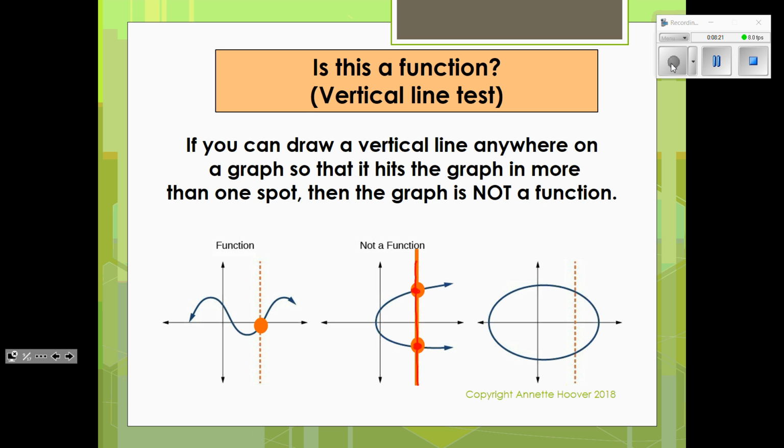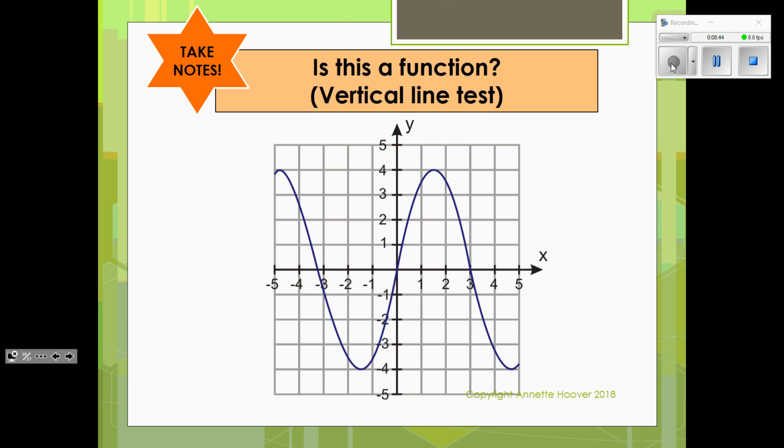In the next example, if you see this line right here, notice it touches here and here. So with one vertical line, it touches twice, and that happens all the way throughout this. This means that the X repeats, so it is not a function. The X cannot repeat. It cannot touch a vertical line twice. So you can use the vertical line test if it is a graph.